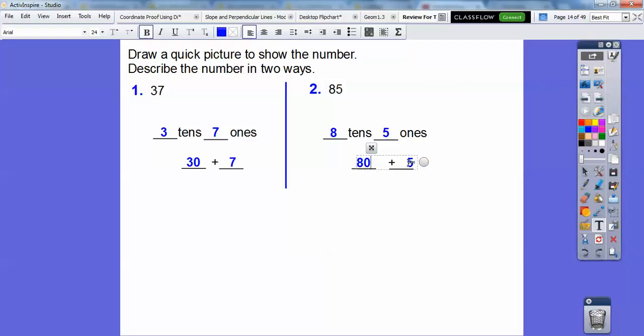All right. So there would be 8 tens and 5 ones right there, okay? 8 tens is 80, 5 ones is 5. So 80 plus 5 is the same as 85. 3 tens, 7 ones, 30 plus 7 is the same as 37 right there, okay?